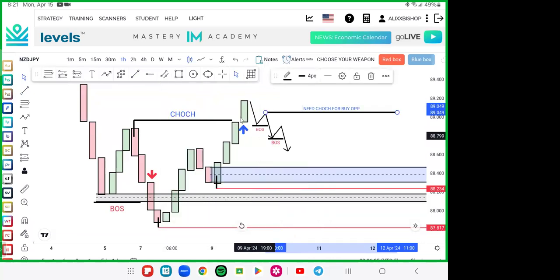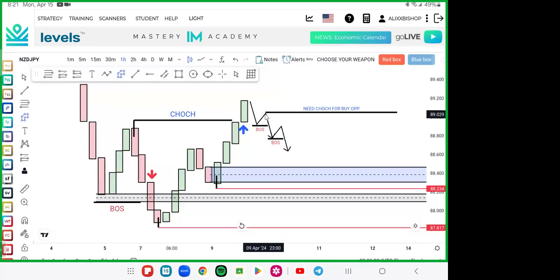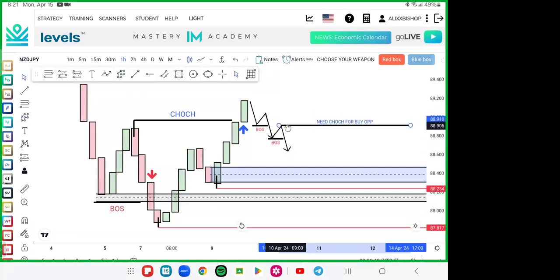Boom. So as market drops down, we got lower low, lower high. Notice how we never changed character. We kept dropping down. Boom. So now I need to adjust my need change of character line. So let's go ahead.